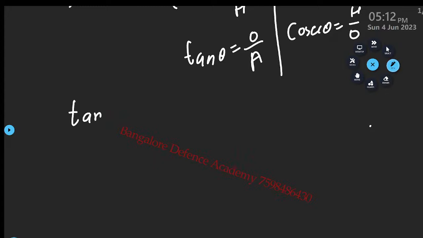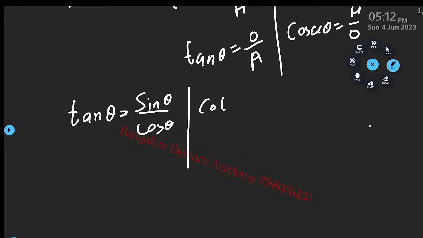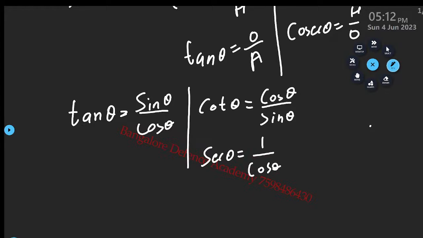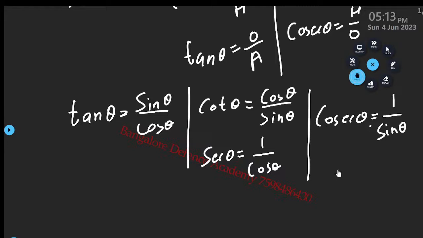Write down the formula of tan theta in terms of sine and cos. The answer will be sine theta by cos theta. Cot theta in terms of sine and cos becomes cos theta by sin theta. Yes or no? Next, secant theta can be written as 1 by cos theta. Next, cosecant theta can be written as 1 by sin theta. So these are all in terms of sin and cos.